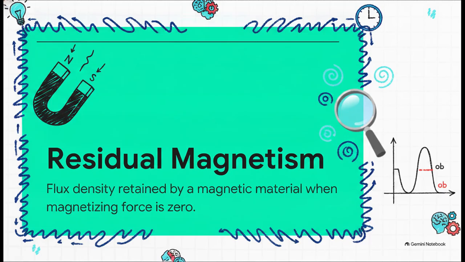We actually call this leftover power residual magnetism. It is represented by that precise OB segment. It's the flux that's retained even when the electrical force is completely gone. And a material's sheer ability to hold on to this magnetism is known as its retentivity. You can think of it as the material's memory. It literally remembers being magnetized.